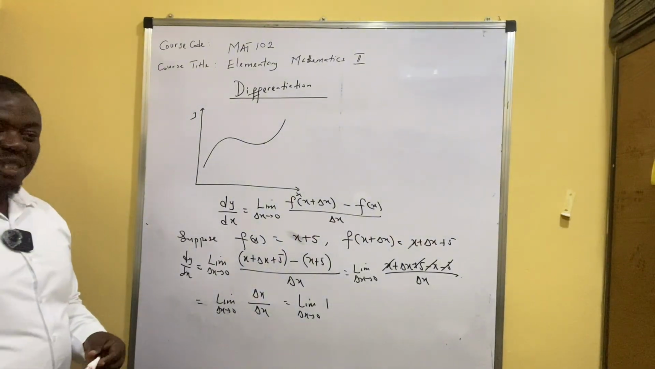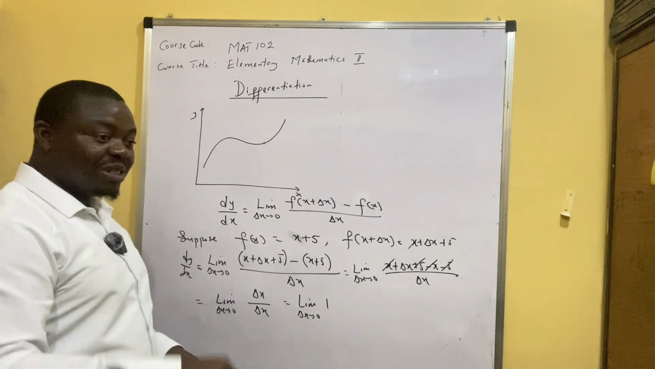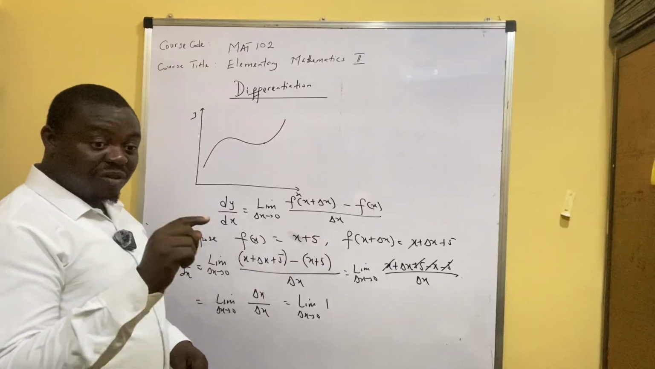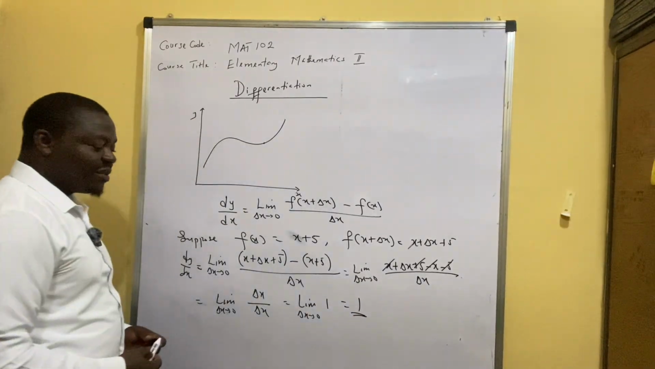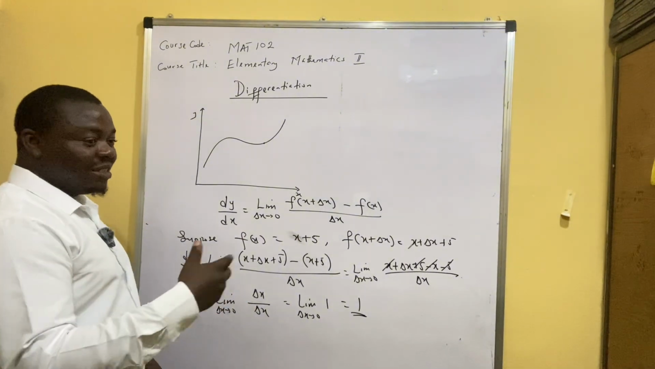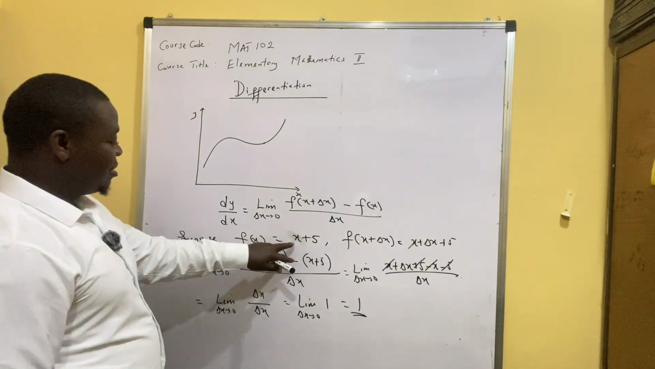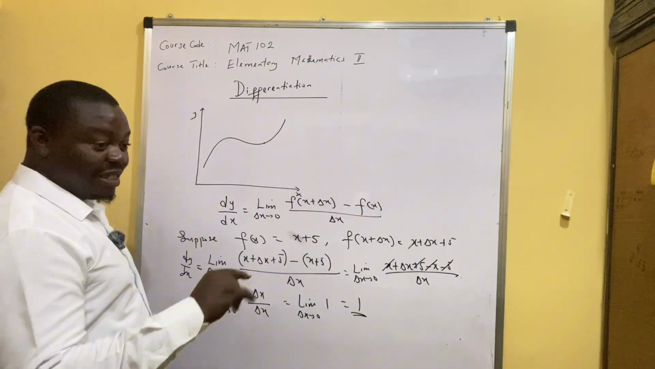So what is the limit of a constant? The limit of a constant is still that constant. So this is just equal to 1. Now, I know you are familiar with some elementary standard derivatives. If you differentiate this one, what will it give you? Just differentiate, applying that formula directly.